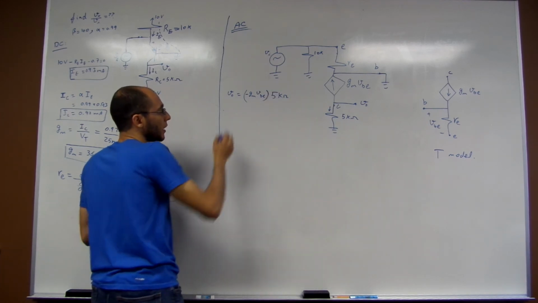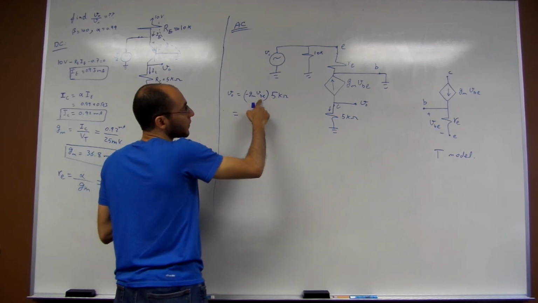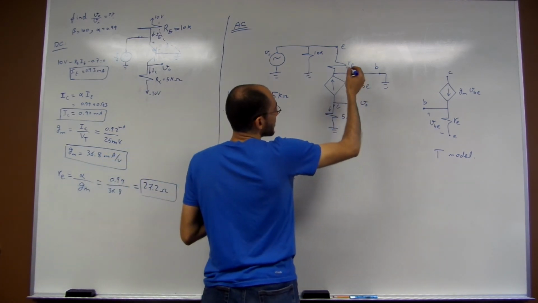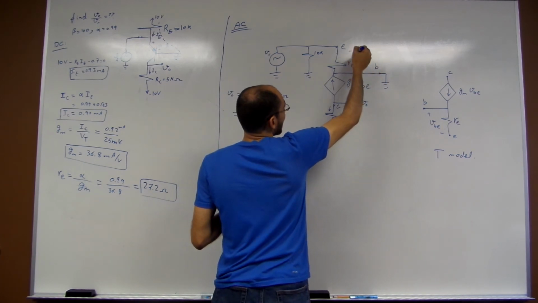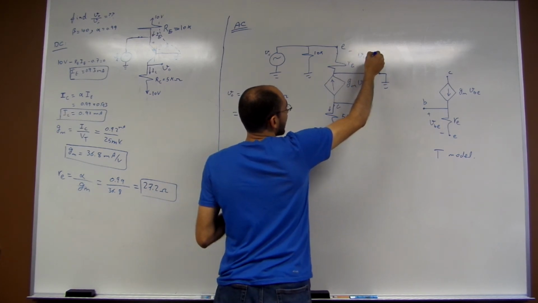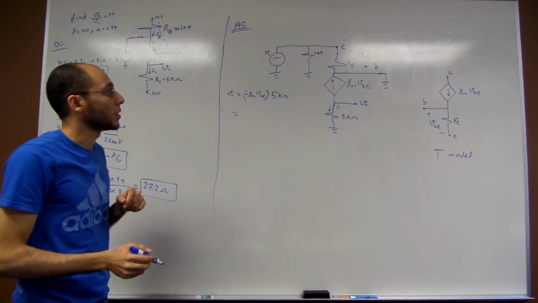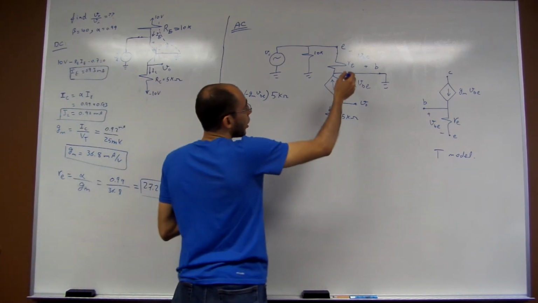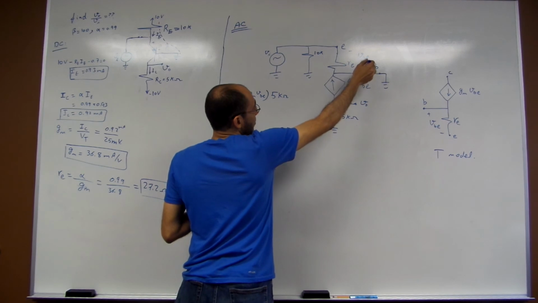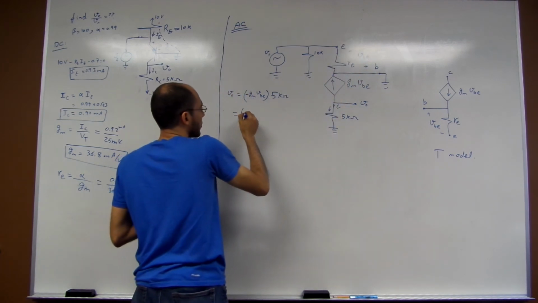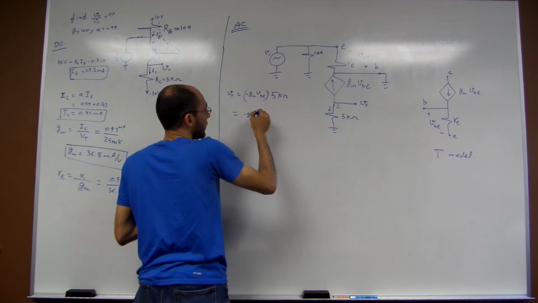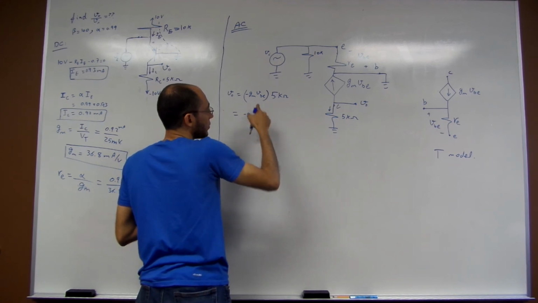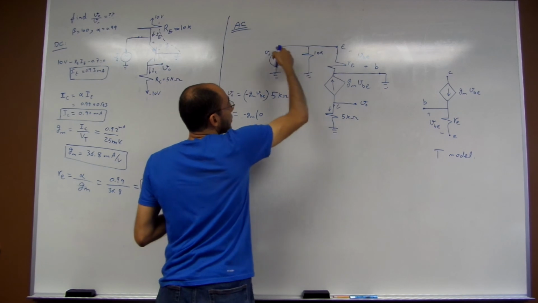Okay? And then what is the value of VBE? VBE is equal to the value of the base minus the emitter. Okay, negative GM, VB is 0. V emitter is V input.